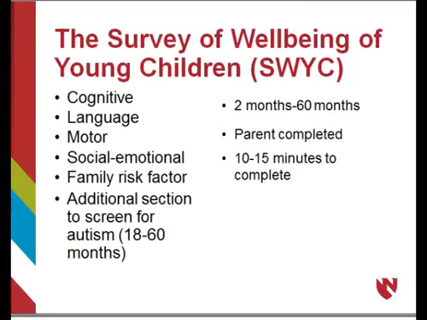It has an additional section to screen for autism, and then it also looks at family risk factors, for example, depression, alcohol and drug abuse, and parental conflicts. And so it's a package deal. It's looking at a lot of the things that each of these individual screeners was looking at, all in one. So let's take a look at the SWYC.